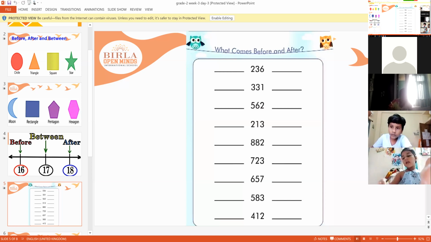The first one is 236. So children, first just note down the questions, right? Okay, how many questions are there? 1, 2, 3, 4, 5, 6, 7, 8 and 9. Okay, so note down these questions fast. 9 questions are there. So we'll be writing the number which comes before and after the given number. And I'll ask you one by one quickly.